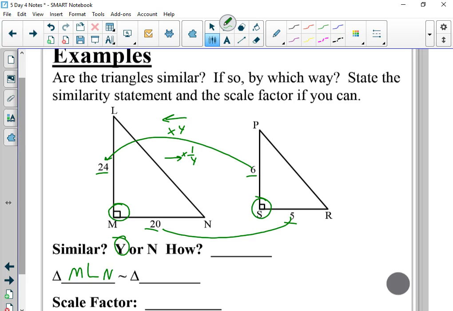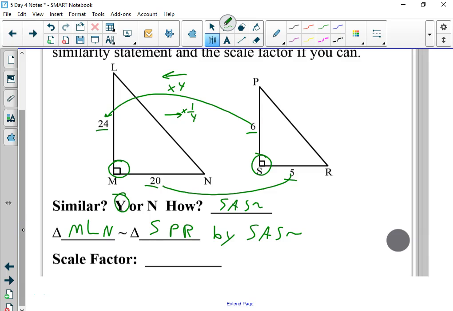MLN is proportional to SPR by SAS similarity postulate. Oh, I guess that was supposed to go up here. I missed the how. And what's the scale factor? 1 to 4 or 4 to 1.